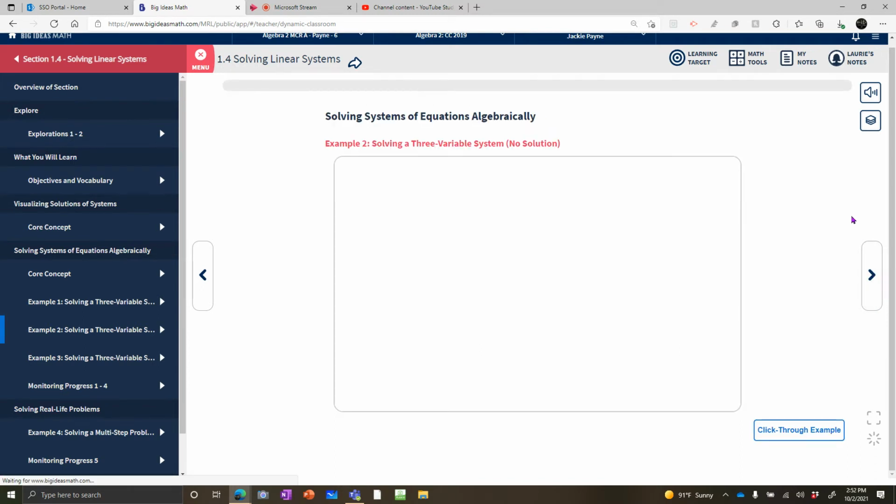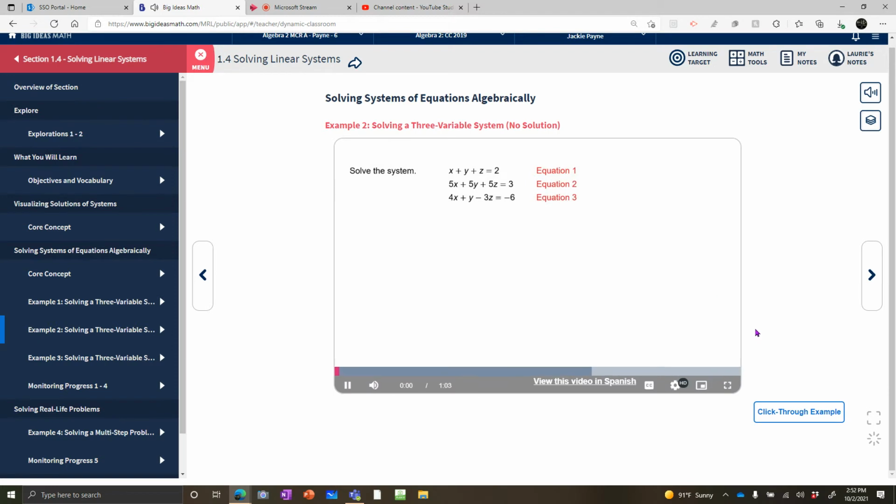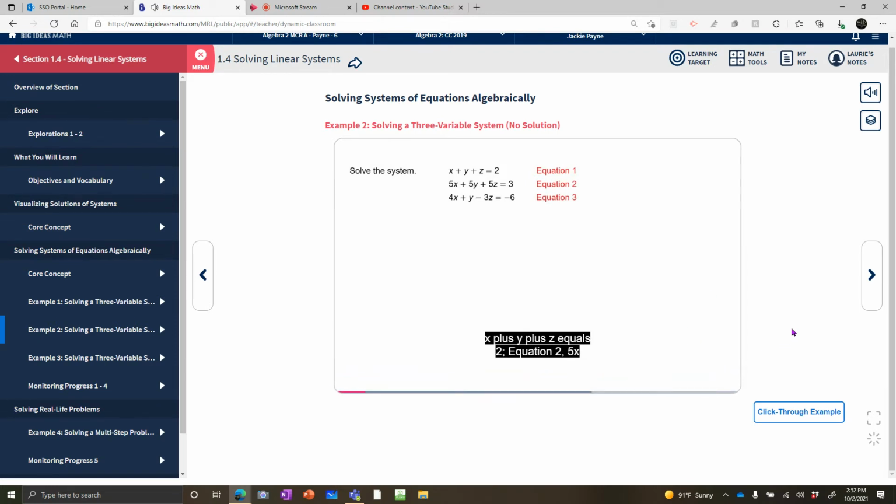This is another example where you get no solution. Solve the system given by equation 1, x plus y plus z equals 2. Equation 2, 5x plus 5y plus 5z equals 3. And equation 3, 4x plus y minus 3z equals negative 6.